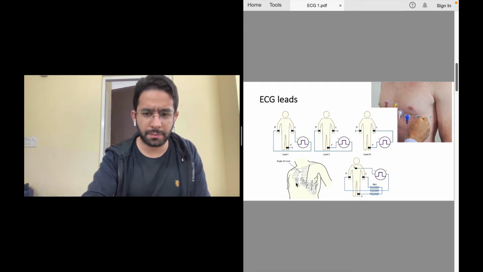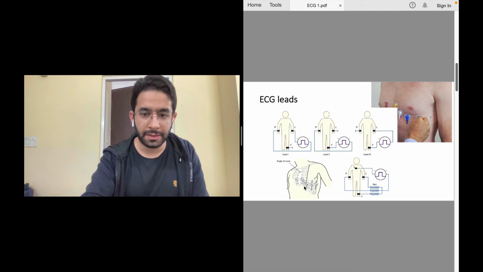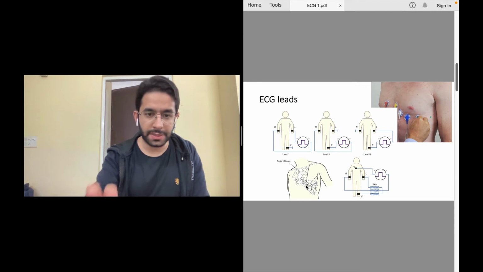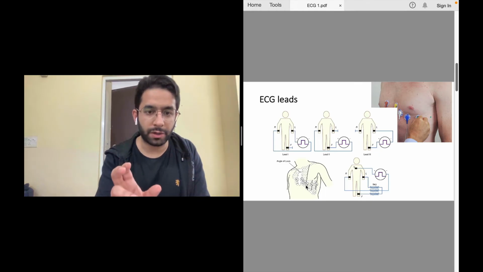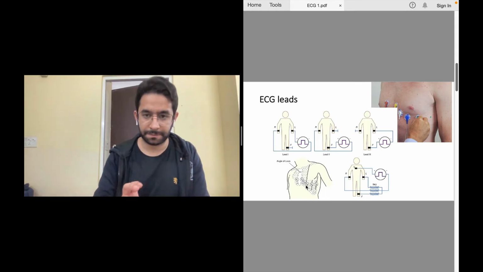But just to highlight, V1 is to the right of the sternum in the 4th intercostal space. V2 is to the left of the sternum in the 4th intercostal space. Then we place the lead V4 in the mid-clavicular line in the 5th intercostal space. V5 and V6 at the same level in the anterior axillary line and mid-axillary line. The electrode V3 lies between V2 and V4. So this is how we apply the precordial electrodes or the chest leads.